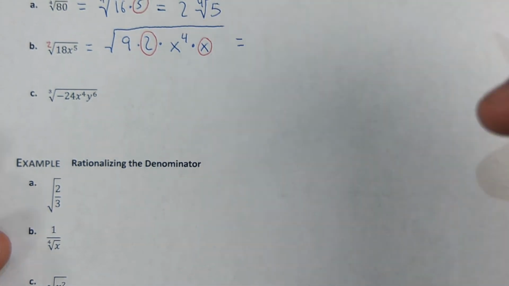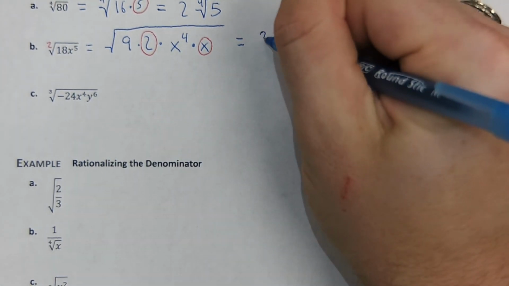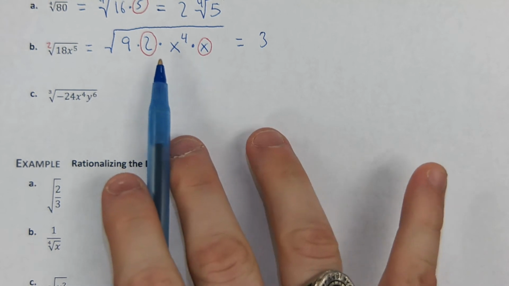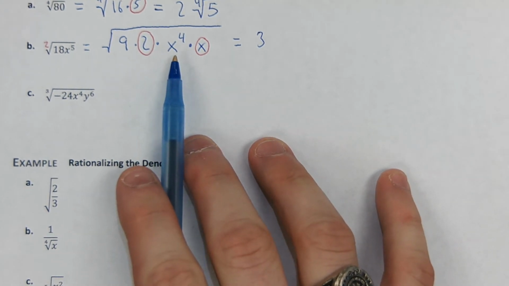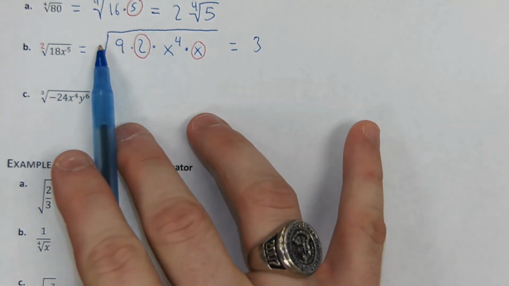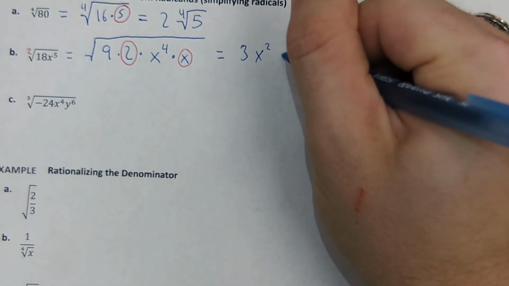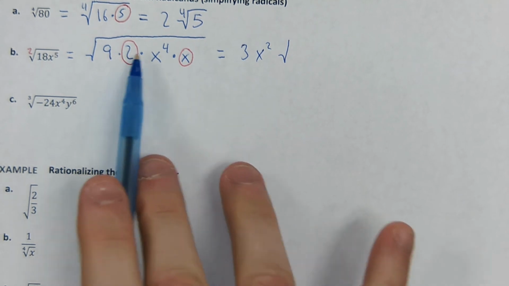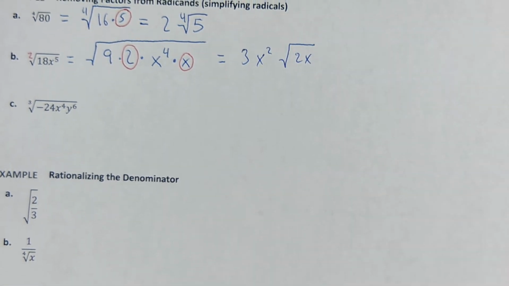You don't need to circle it? Okay, that's fine. Square root of 9 comes out? 3. Square root of x to the 4th comes out. Now remember, when you are rooting things with exponents, you're dividing the exponent by the root type. So I'm dividing this 4 by this index of 2 that's not written. It gives me x squared. Then I have a square root of whatever's left over, 2x. Like so. There we go.